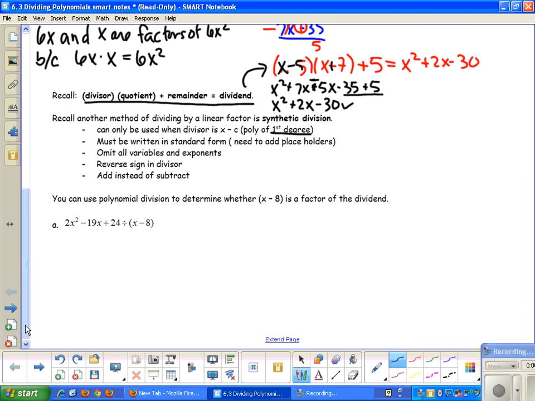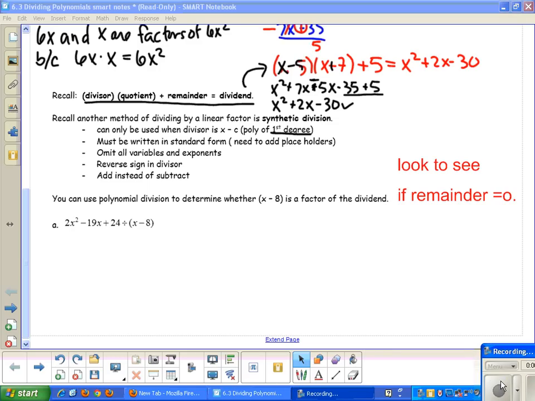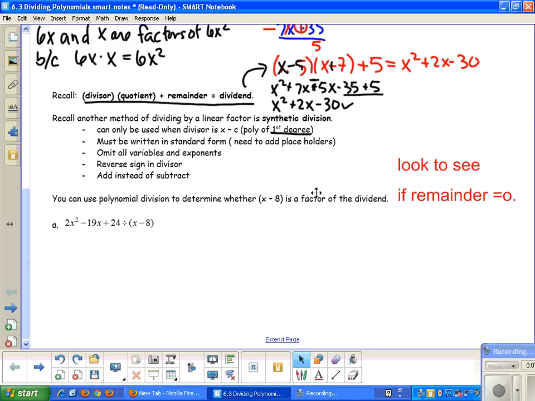So for this one, it says you can use polynomial division to determine whether x minus 8 is a factor of the dividend. And how do we know if it's a factor or not? We're going to look to see if the remainder equals 0. And that's how we would figure out if it's a factor or not. So again, I can do synthetic division and I can do long division. So let's do long division first, just to practice.